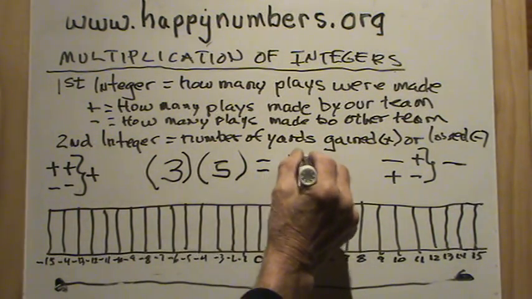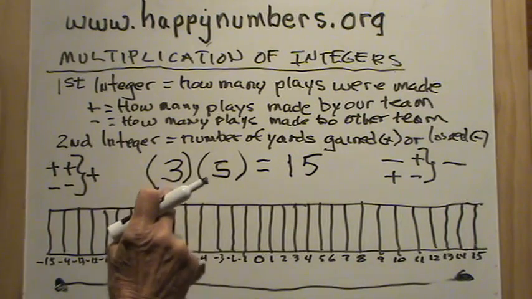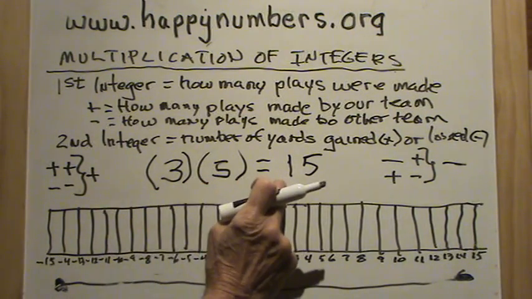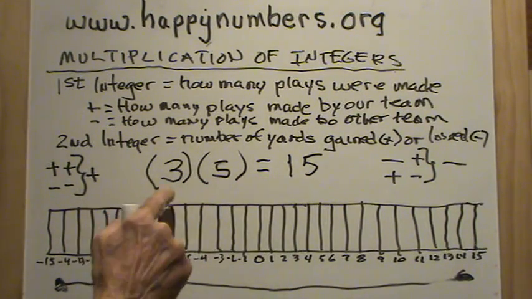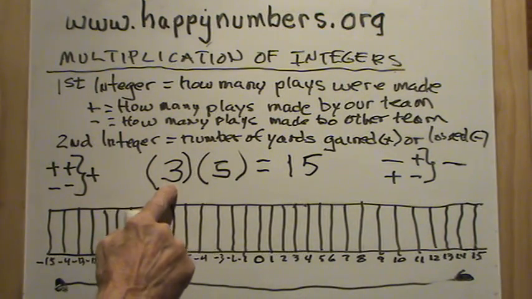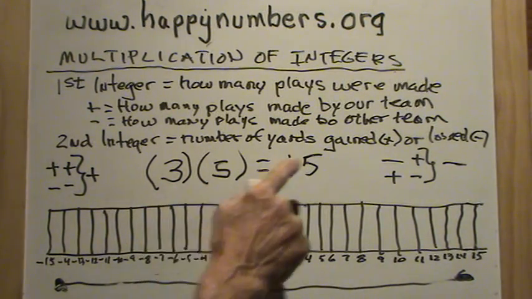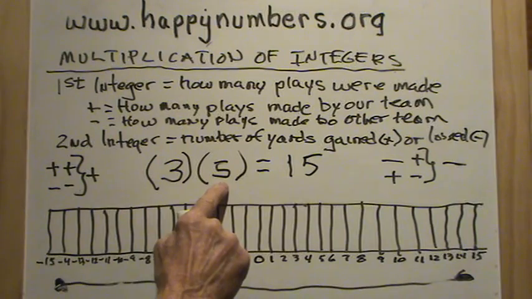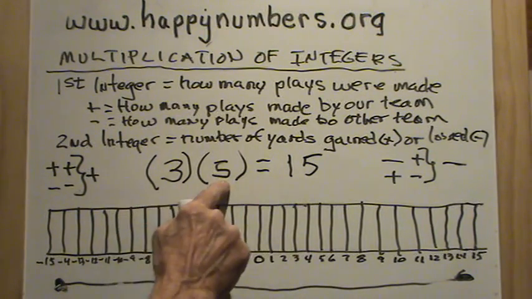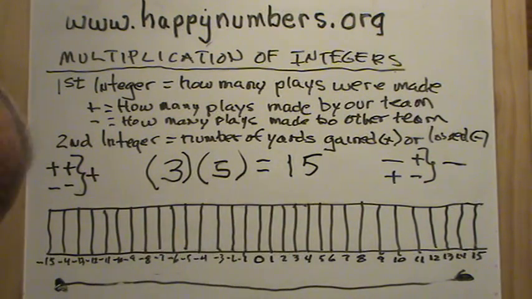Our team made 3 plays, and on each play we gained 5 yards. So it would be a positive 15 because 3 times 5 would be 15. So our team made 3 plays, and since this is positive, it means we gained 5 yards on each play, so it's 15. So a positive and a positive is positive.